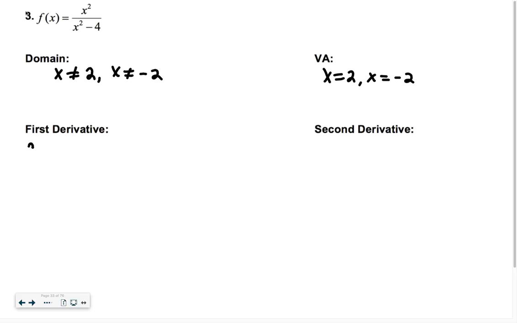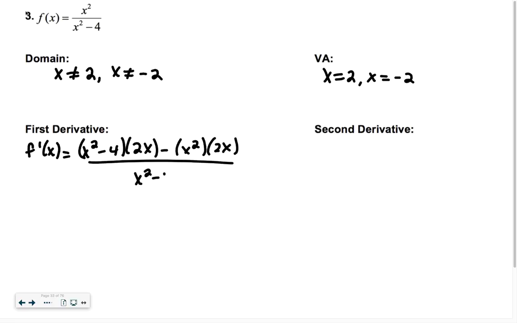The first derivative, so we do our low d high minus high d low. So check yours. All over the square of what's below.